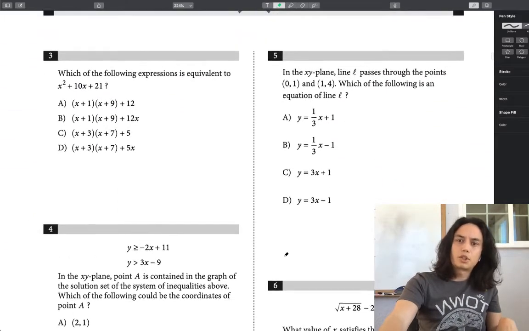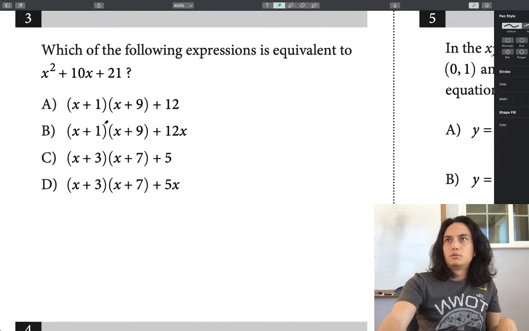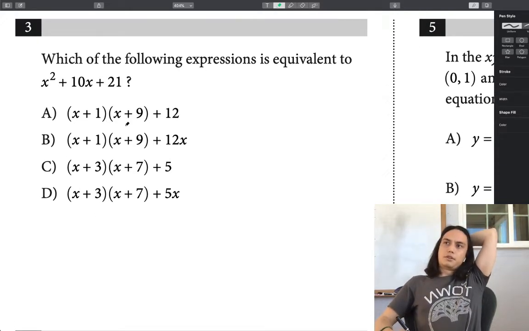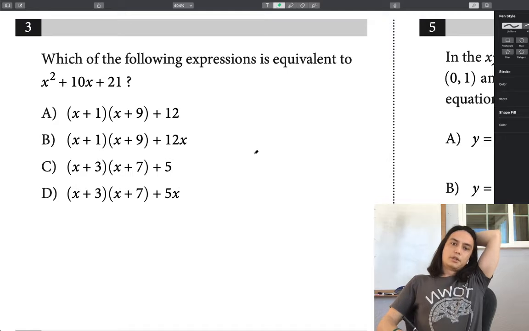Yeah. All right, cool. Question 3. Which of the following expressions is equivalent to this one? And then there's these 4. This is interesting because it's a little more complicated than just foiling.